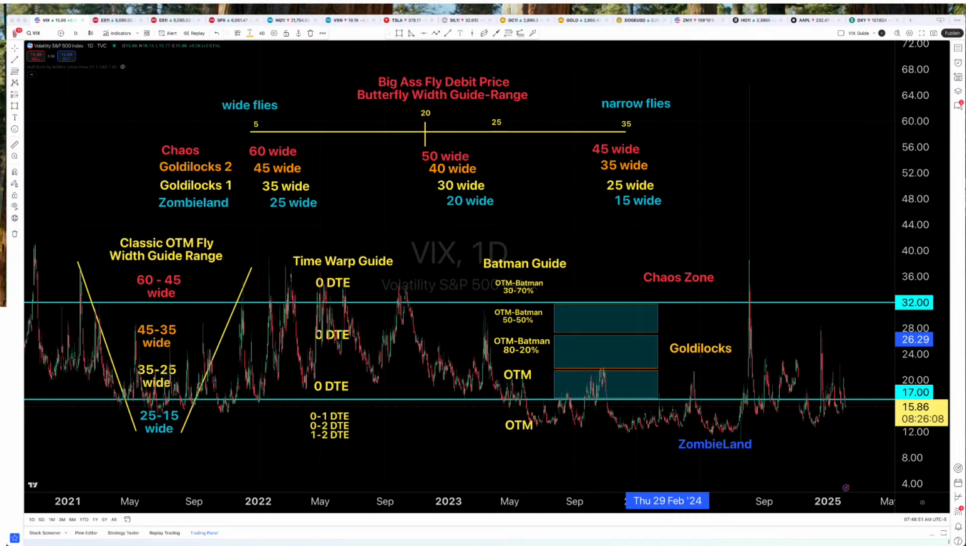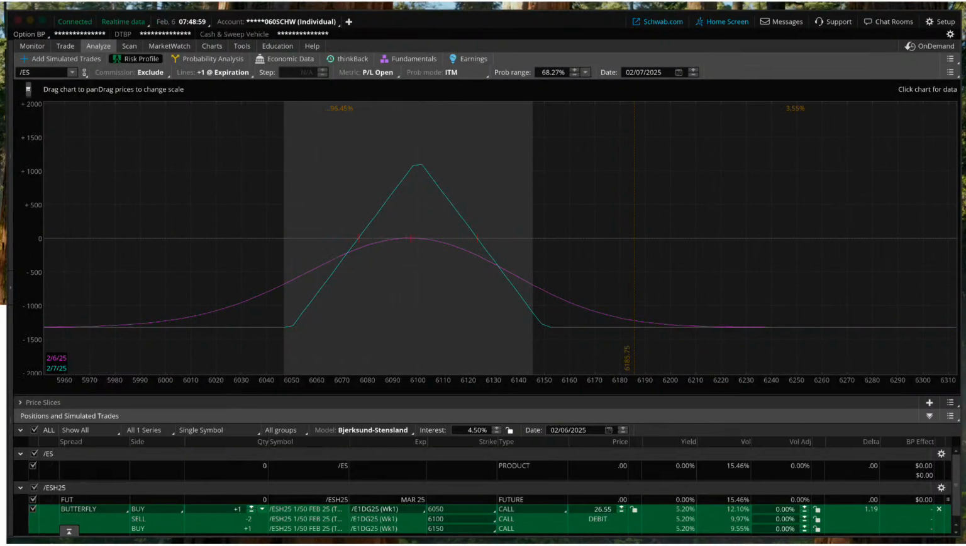Need to go to... Sorry. Takes a little while to see where I'm going. ThinkorSwim. There we go. All right. So I have the big ass fly all set up. It's a 50 wide fly at the money. The price of it right now is above 25, at 26.30. So there's no trade on this morning for the big ass fly.